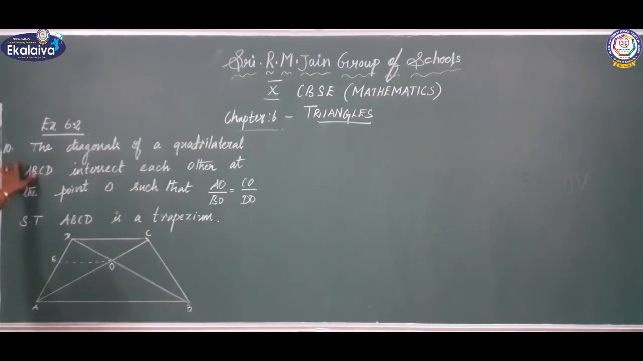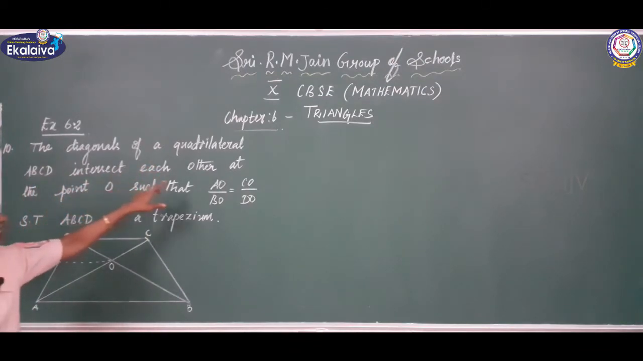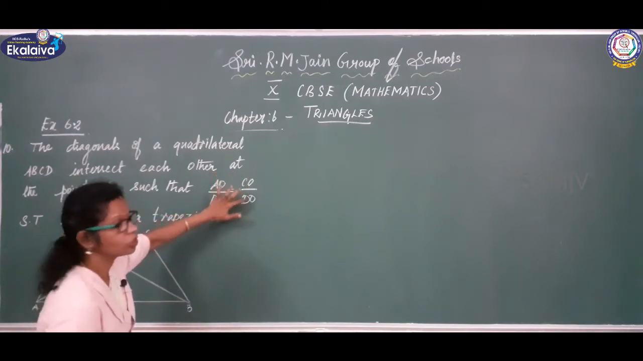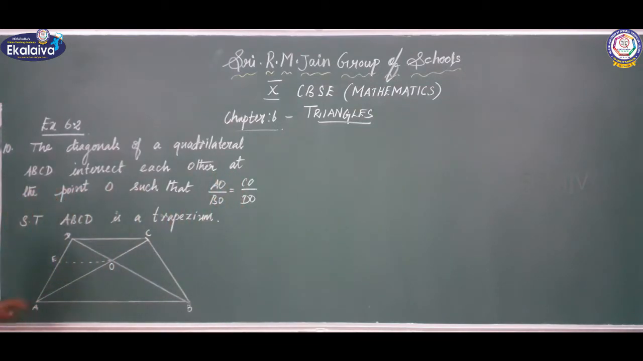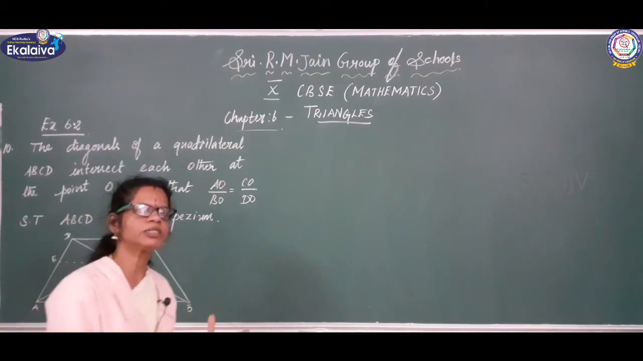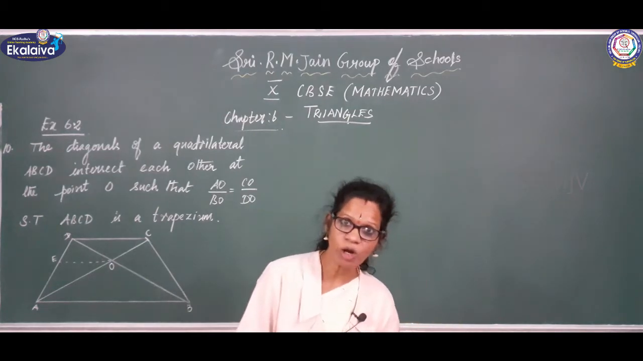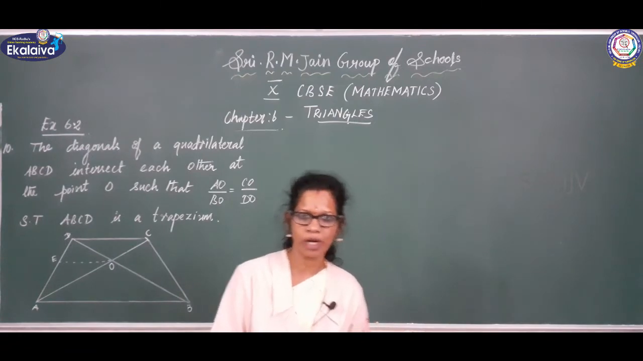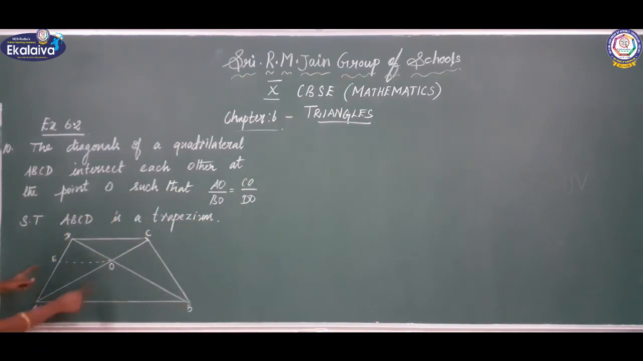Now, question number 10. The diagonals of a quadrilateral ABCD intersect each other at the point O such that AO by BO equal to CO by DO. Here we want to prove ABCD is a trapezium. How can you say ABCD is a trapezium? If a pair of opposite sides are parallel, we can conclude it is a trapezium. That we are going to prove. Now you see, construction: OE parallel to AB, right?